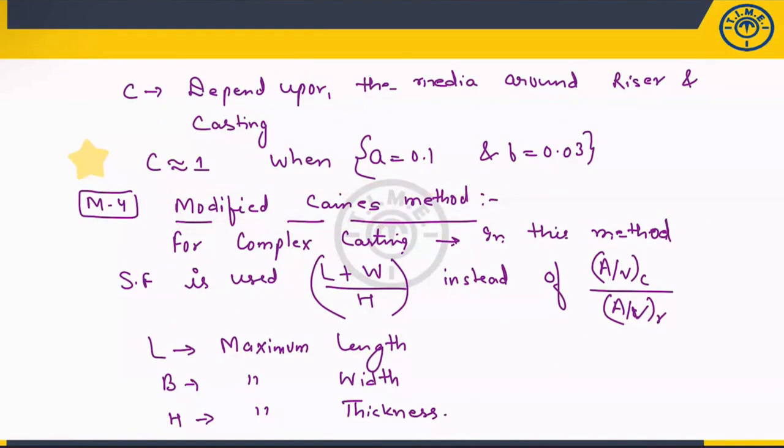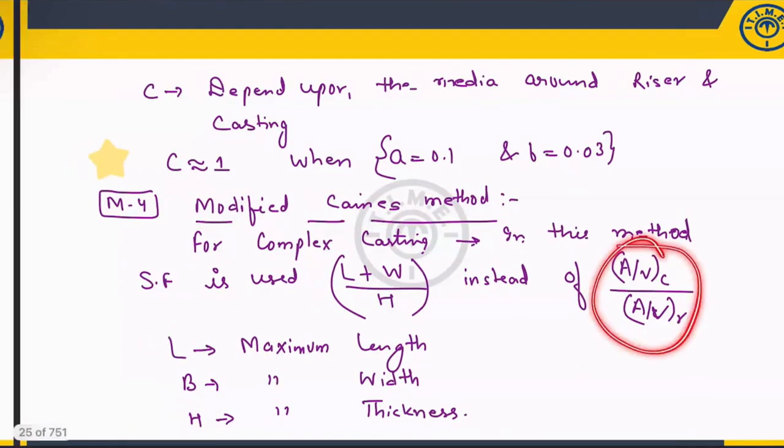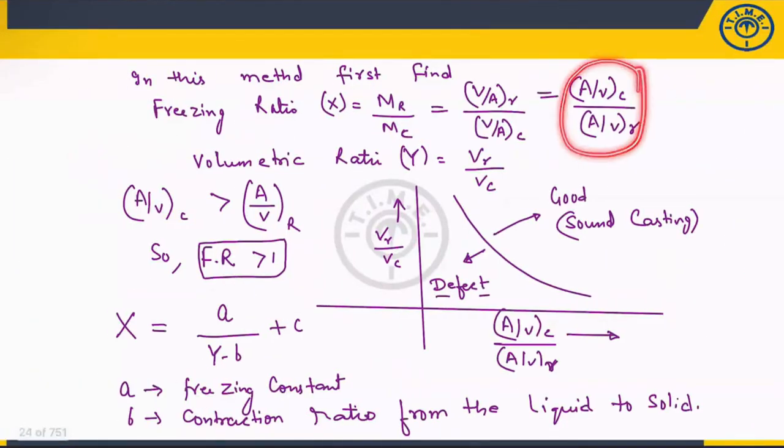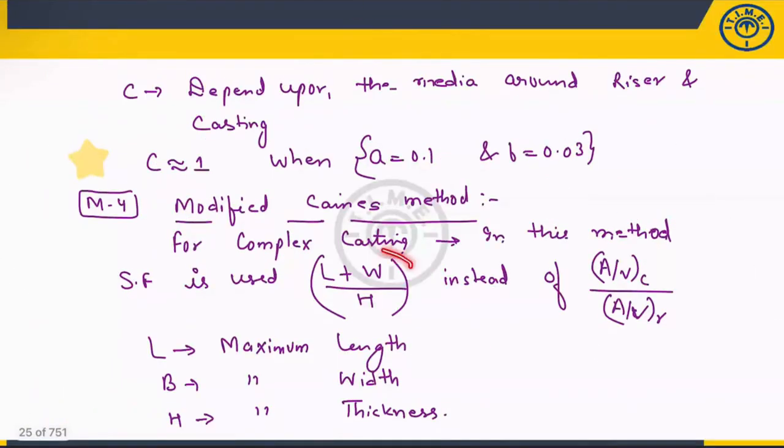What is this? In this method, instead of calculating the cooling characteristics, which is A by V of casting and A by V of riser, that is the freezing ratio, they are using the shape factor. Shape factor is length plus width divided by thickness. The maximum length, maximum width and maximum thickness, they will give you for one casting, a complex casting or any casting geometry. They will give you the dimensions. You just calculate the value of length plus width divided by height.